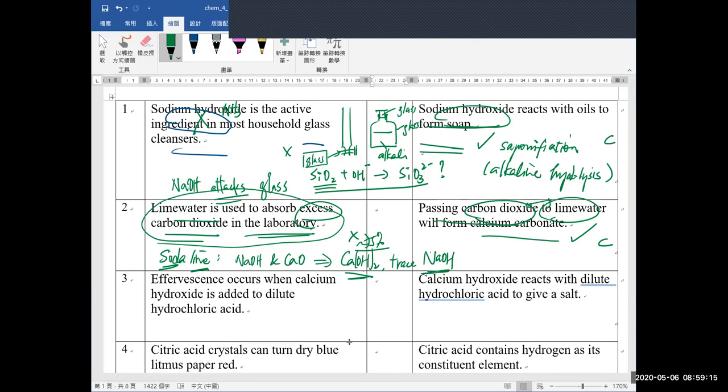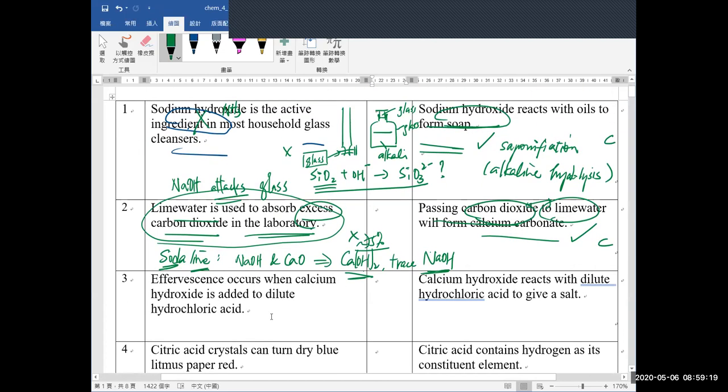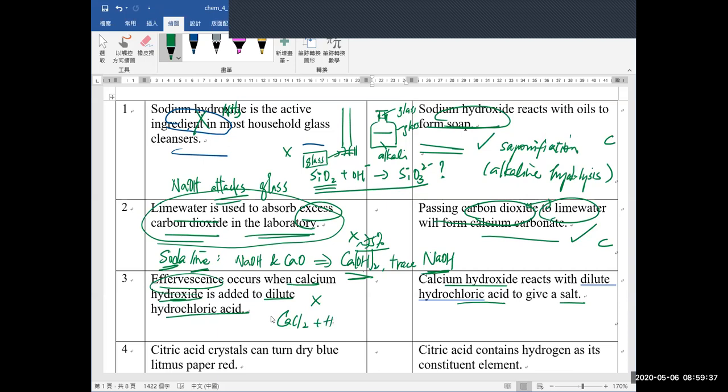Question 3. Effervescence occurs when calcium hydroxide is added to dilute hydrochloric acid. Calcium hydroxide reacts with dilute acid to form the salt. This one is not correct because there is no effervescence. They react with each other to form calcium chloride together with water, but no CO2. So the answer is C.